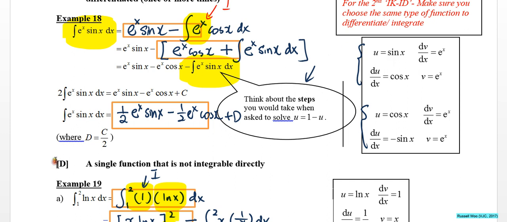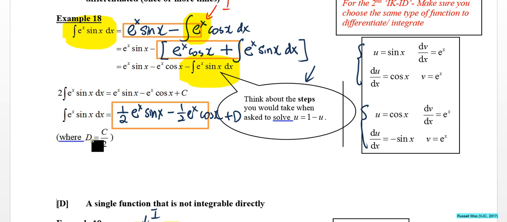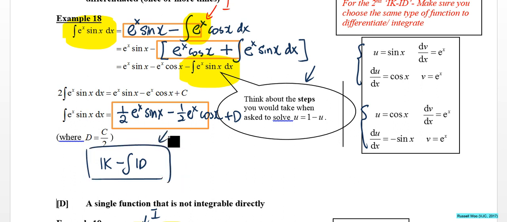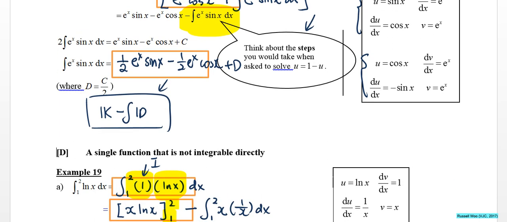Okay, I illustrate this. I would rather remember this: I get I k minus integrate I d. If you remember this, then I don't even need those columns there. What do I mean? I choose one of it to integrate, one of it to differentiate. If I choose this to integrate, I'll get I k minus integrate I d differentiate. Done. Don't need to write all these lengthy things. But up to you, I'm fine. It's really up to you. Alright?